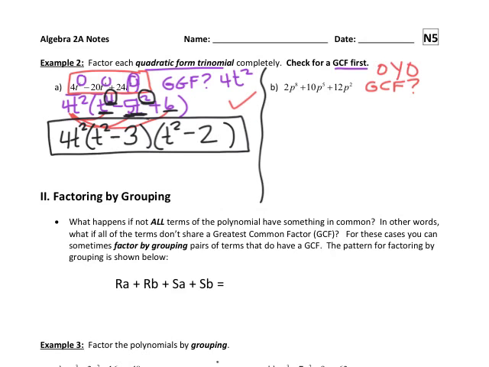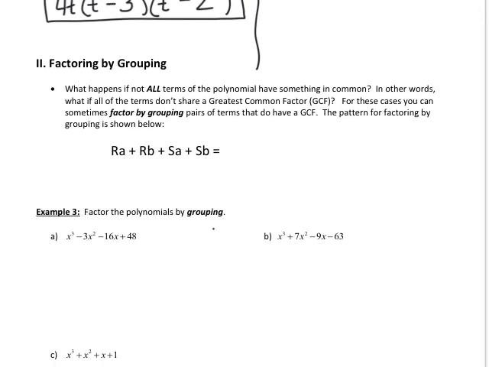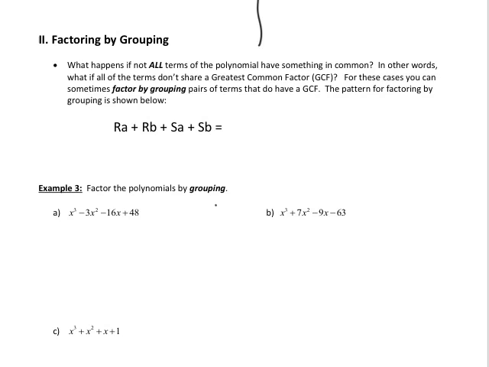All right, let's take a look at our final new idea of the video, factoring by grouping. So what happens if not all terms of the polynomial have something in common? So previously we were looking for greatest common factor, but what if we don't have any greatest common factors? So these are going to be places and times that you're going to use factoring by grouping, and we're going to go through that right now.